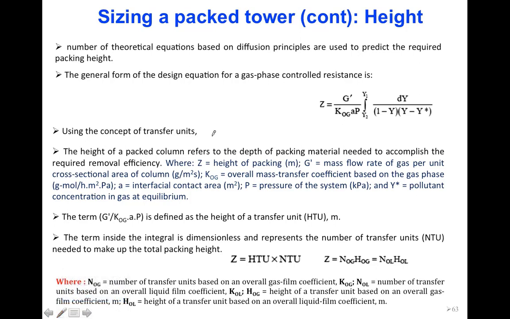Okay, there are a few equations that we can use to find the height of the packed column. Most of them are based on semi-empirical or theoretical equations. One example is this equation. I'm not going to go through this equation, I'm just going to talk a little bit about the terms in it. But the most important thing is to know how to use these equations.